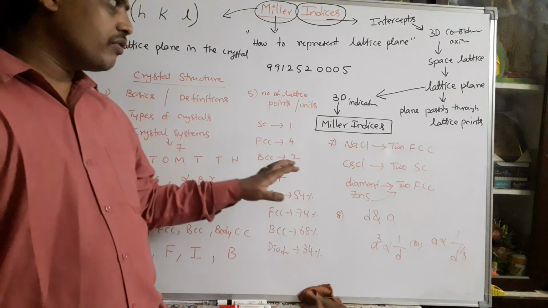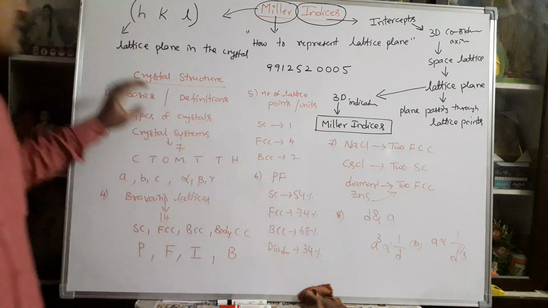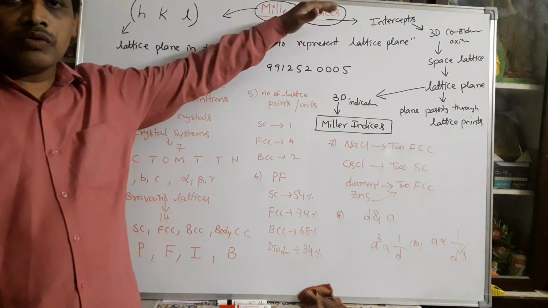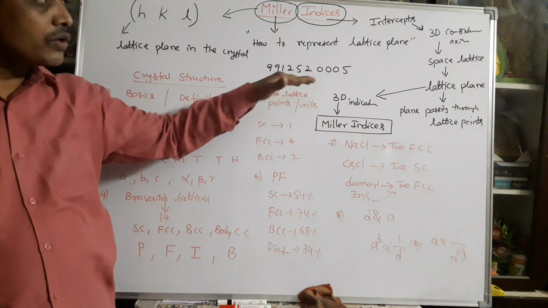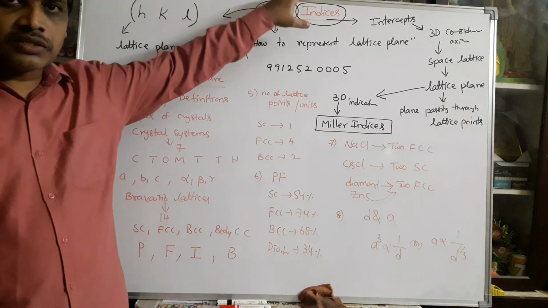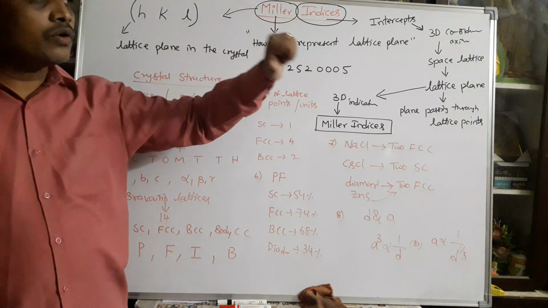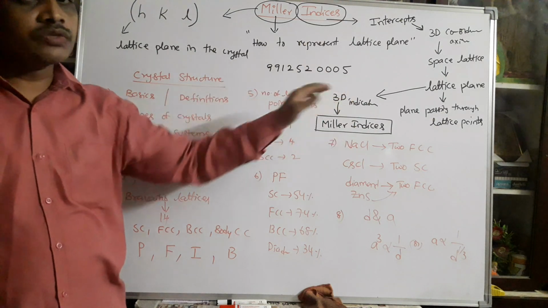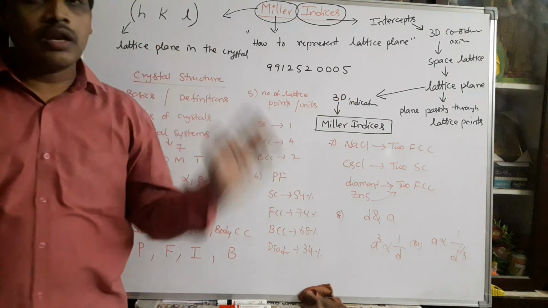Each and everyone must complete up to crystal structure. Tomorrow onwards we will discuss Miller indices, the procedure to calculate or get the Miller indices. Based on Miller indices, we will see how to draw the lattice planes in the crystal from a three-dimensional point of view. Tomorrow's class, we will discuss only Miller indices.